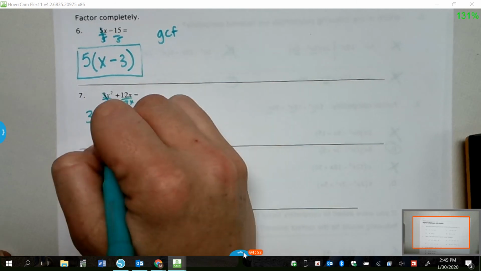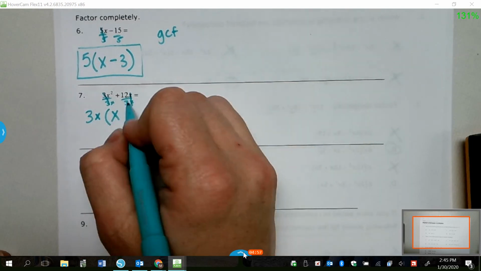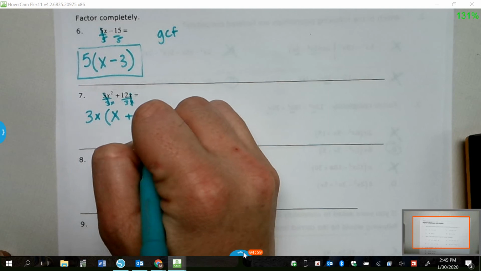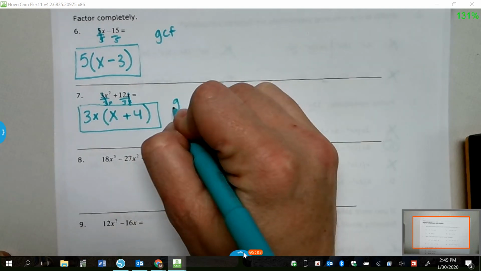3's cancel, x squared over x. If I took one out, I still have 1 left. Here the x's cancel. 12 divided by 3 is positive 4. I can't factor anything further, therefore this was also just a GCF problem.